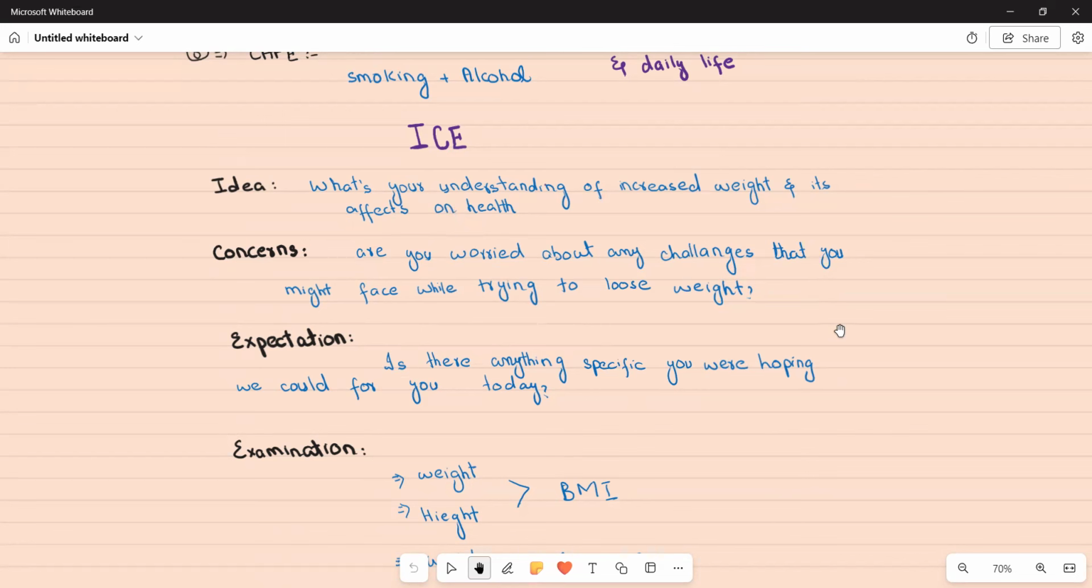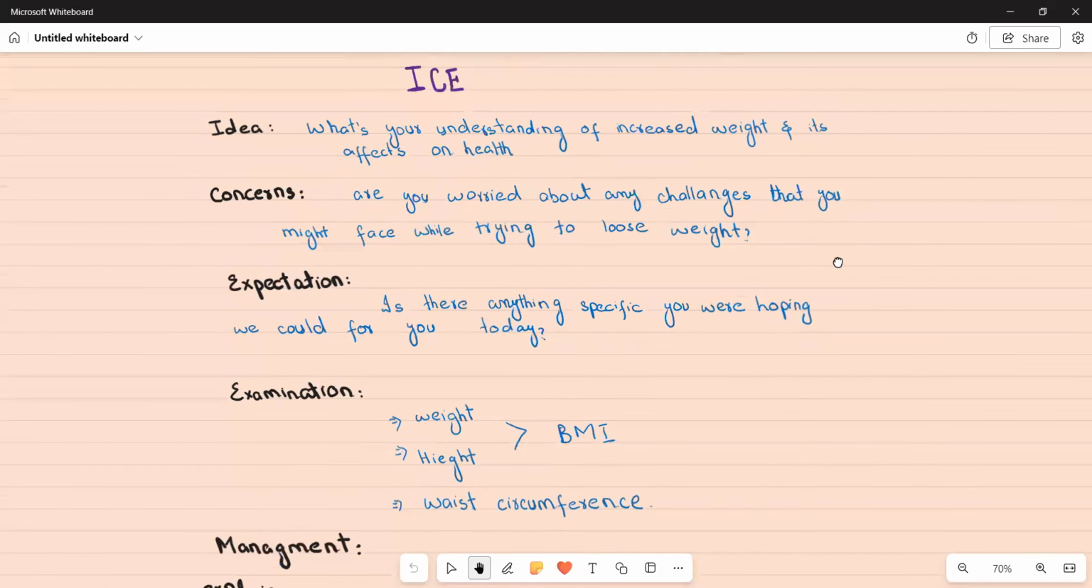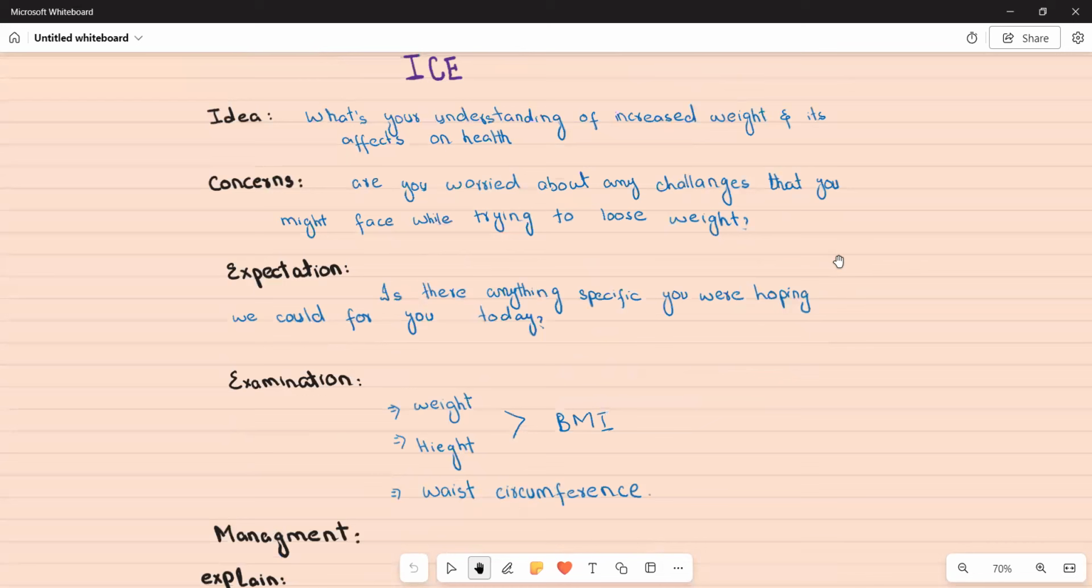Then concerns. Are you worried about any challenges that you might face while trying to lose weight? So you're trying to find out if they're worried about anything, about any challenges in specific that you can work on with them. So this was about concerns. Then expectations. Is there anything specific you are hoping that we could do for you today? Do you have any goals in terms of weight loss in a particular period of time? So you're checking their expectations. All right.